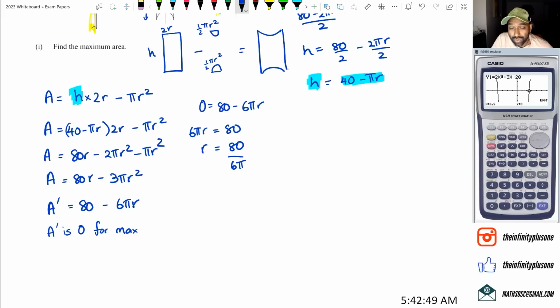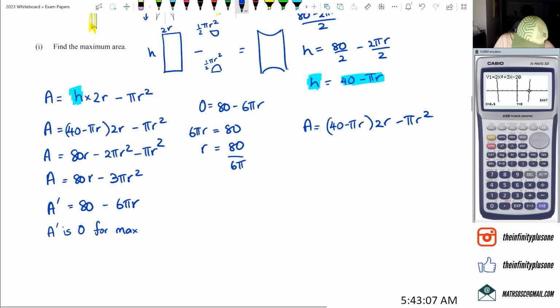I still need to figure out what the maximum area is. To do that, I need to take it back to the original equation, which is 40 minus pi r, because I've got everything in r, I'm just going to get rid of the h, don't worry about it, times 2r minus pi r squared. Remember that h is equal to 40 minus pi r. Because I don't want to find h and then substitute it again, it's just too much work.